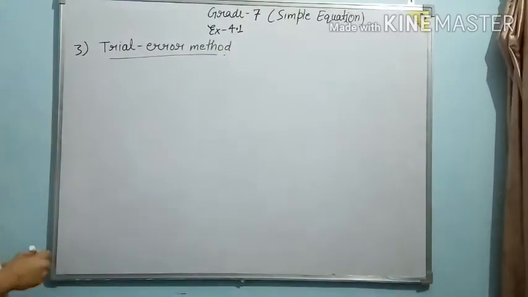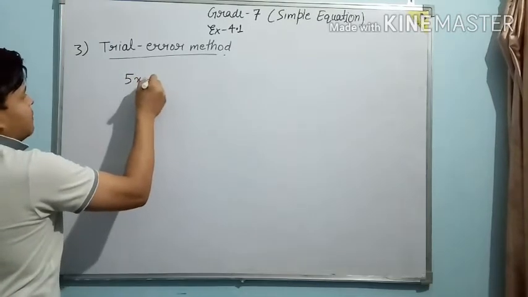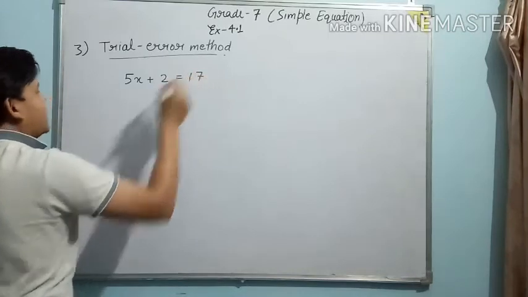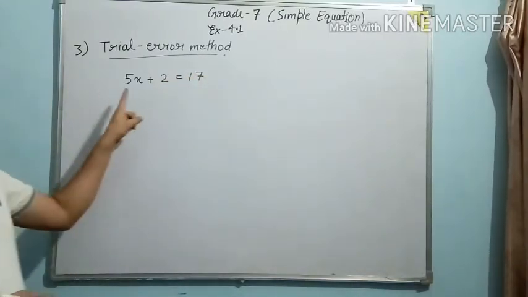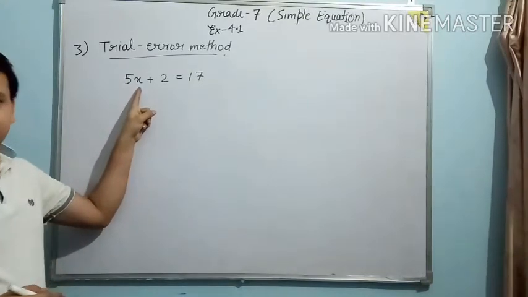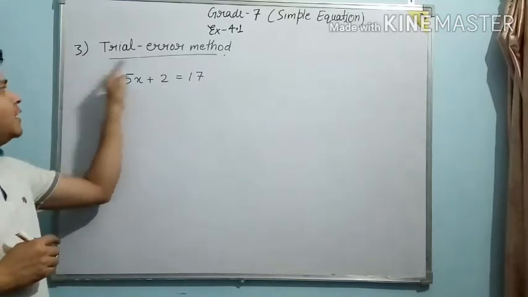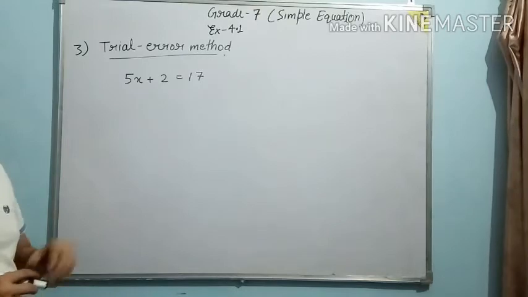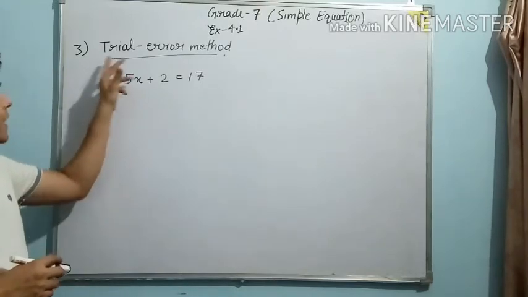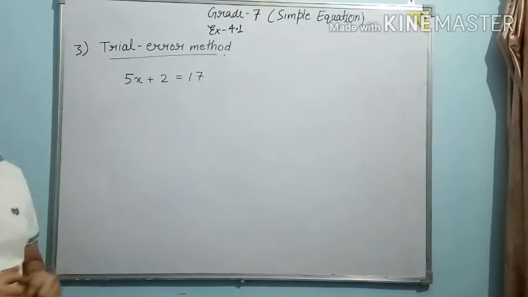So what we have to do basically, suppose let's take an example, an equation here, say 5x plus 2 is equal to 70. We have to find out the value of this variable x that will satisfy this equation by using the trial and error method. So how will we do that?